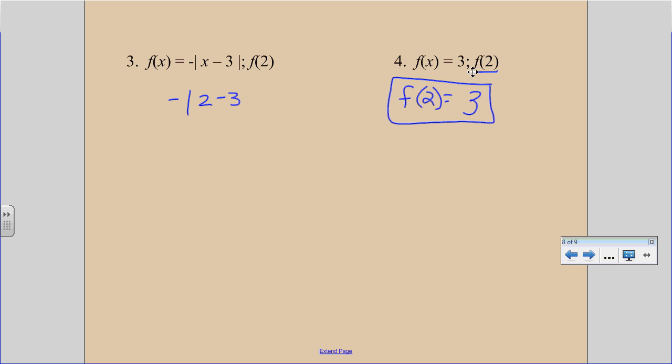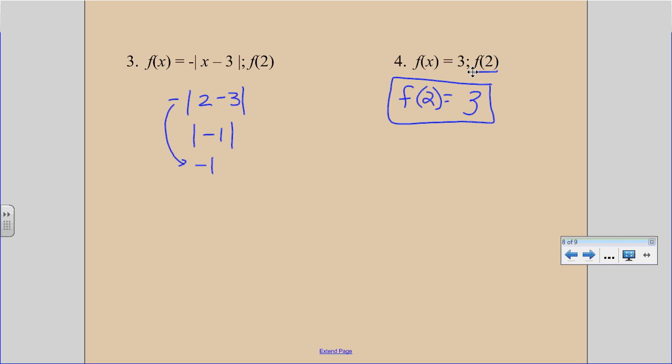F of 2, though, should look a little bit different. What are these brackets called again, ladies and gentlemen? Absolute value. So what's 2 minus 3? -1. What's the absolute value of -1? 1. But this negative has to come down. So your final output is a -1.